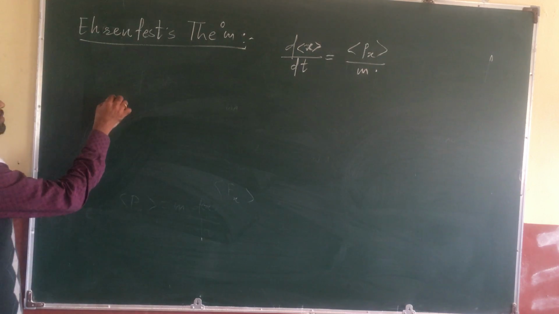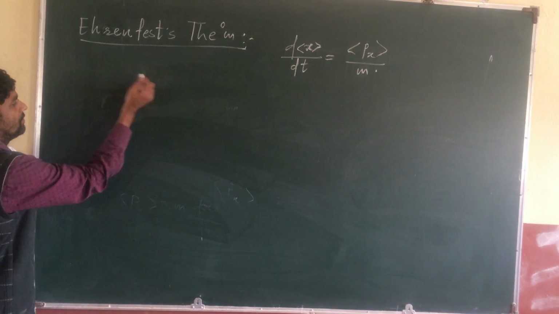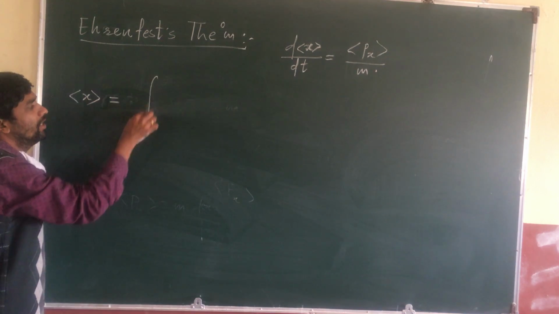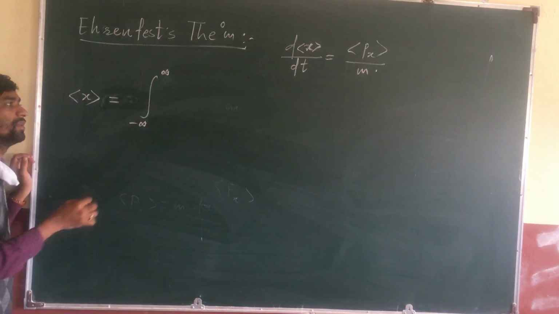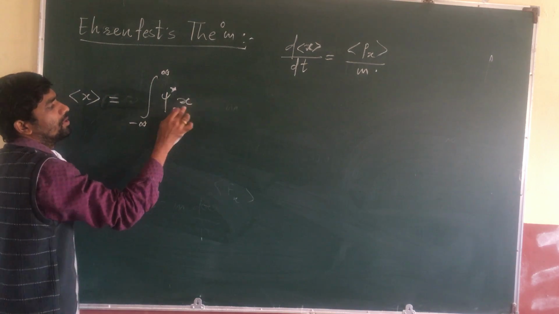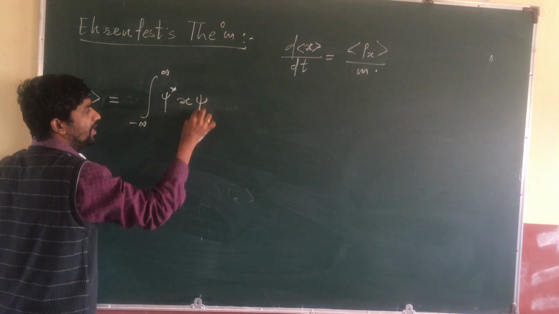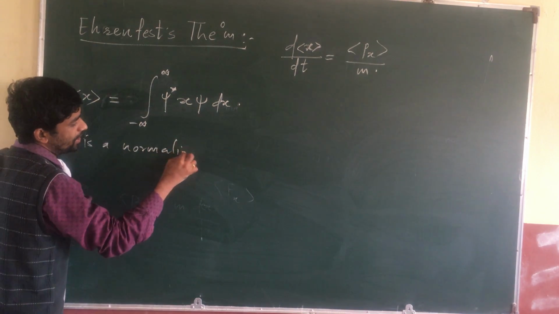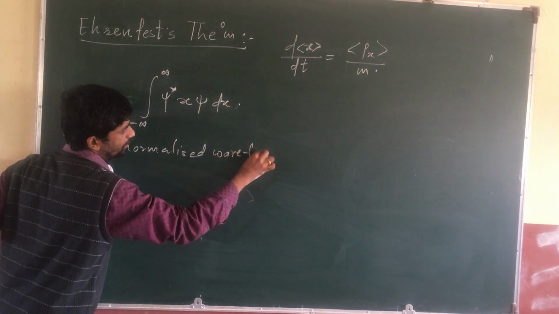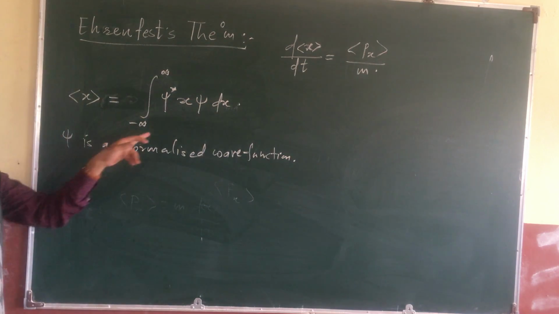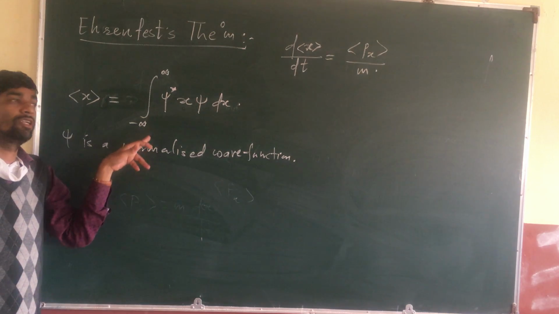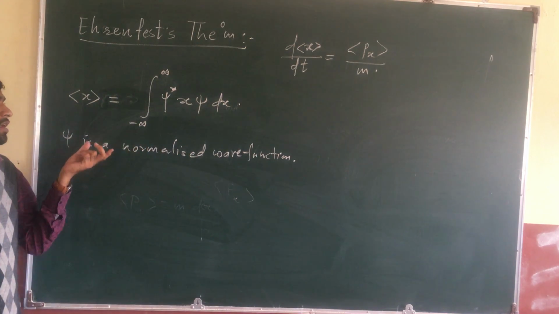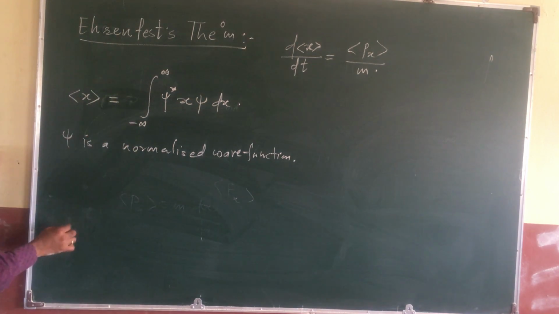That is the first part of Ehrenfest theorem that I have to prove. So let's start. What is the expectation value of a position coordinate? It will be written as the integration from minus infinity to plus infinity of psi star, then the position coordinate x, into psi into dx, where psi is a normalized wave function. Why is it known as a normalized wave function? If it is not normalized, then in the denominator I have to write the integration from minus infinity to plus infinity of psi star psi dx. But it is normalized, which means this value equals 1. You know about this condition. So this is the expectation value of a position coordinate.